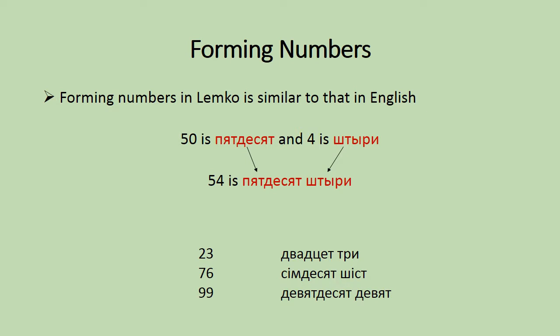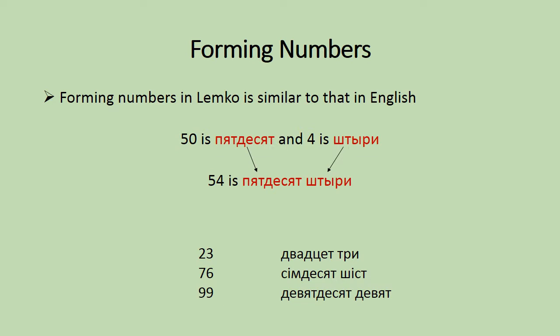Forming numbers in Lemko is similar to that in English. For example, 50 is pětdesát and 4 is cztery. So to say 54, you combine them. Some more examples include the following. 23.